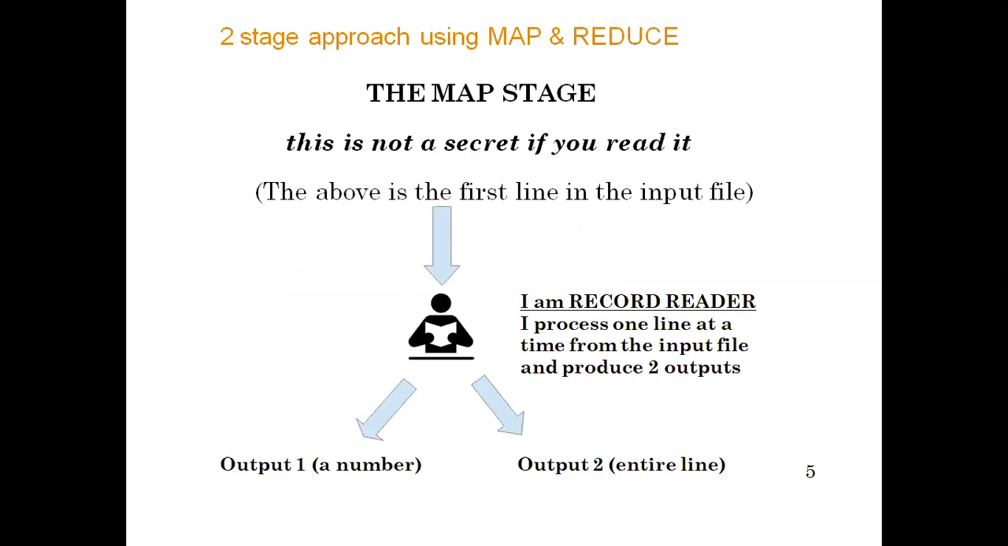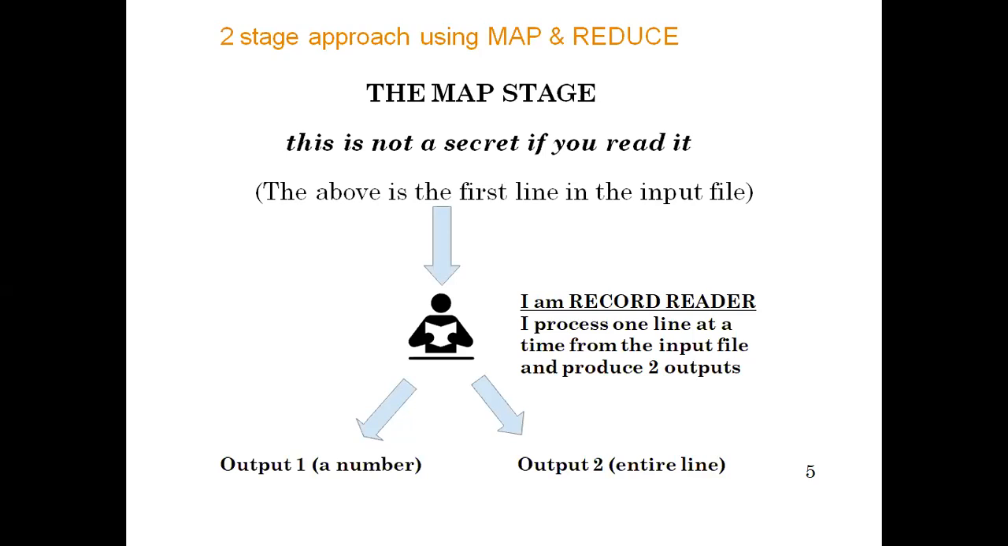Within each stage we have 3 substages. The first substage is the record reader. It is a built-in program. Remember, a record reader is a built-in program. It is pre-programmed to do a certain thing. It is going to read the entire file line by line. When it reads the first line, it produces 2 outputs.